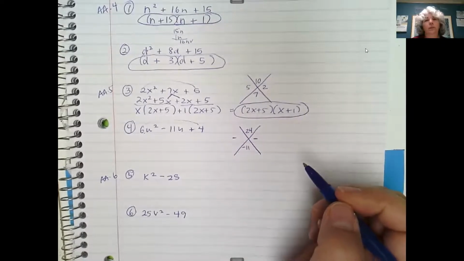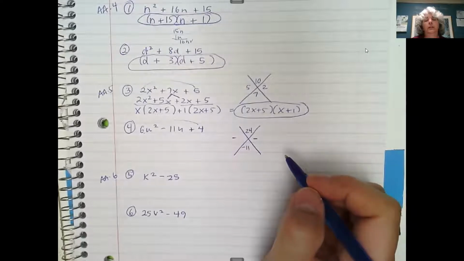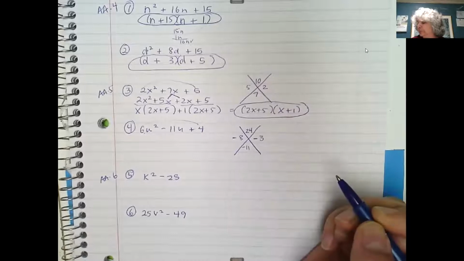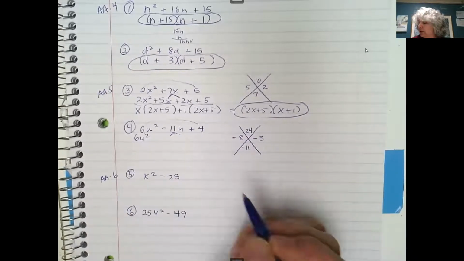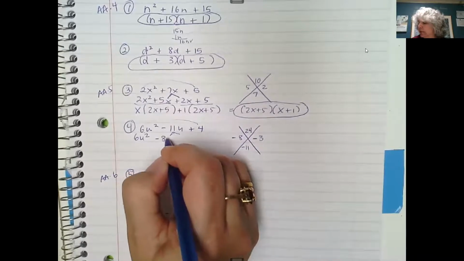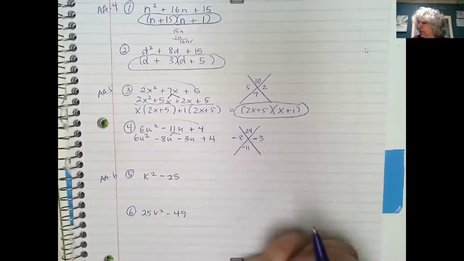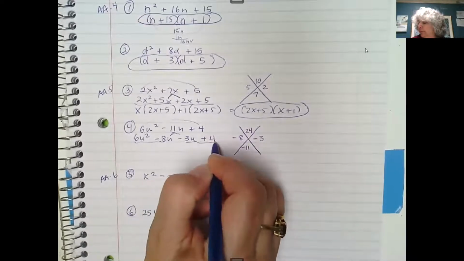So basically, I want to think of two numbers that multiply to give me 24, but would add to give me 11. And the answers are 8 and 3. So then I rewrite this 6u squared. In place of 11u, I'm going to write -8u minus 3u, and then I'm going to write plus 4 here. And then I factor by grouping.